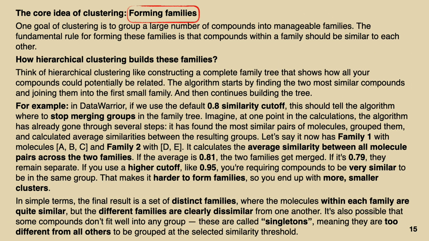One goal of clustering is to group a large number of compounds into smaller, more manageable families. The final result is that you have a set of distinct families where members within each family are quite similar to each other, but the different families themselves are clearly different from each other. Note that some compounds may not fit well into any family and remain as singletons, that is, individual compounds that are too different from all others to join any group at the selected threshold value.